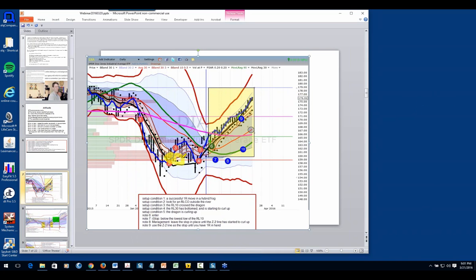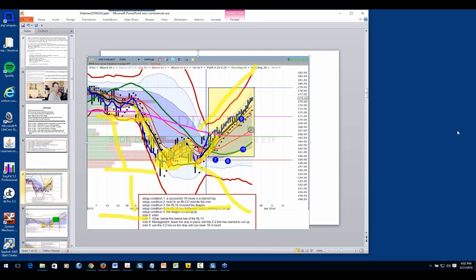In this, what you have right in here is this big hesitation zone. It's no longer failing, but it has not yet moved out smartly. This is that congestion zone. If it does not give you condition 4, like the RL30 is bottom and started to curl up, if it doesn't give you that, that means it's failing. And the size of this move is the size of the next move.